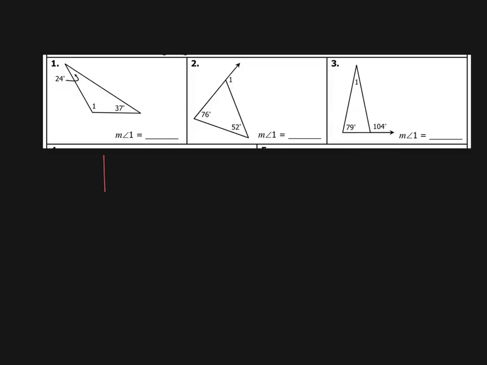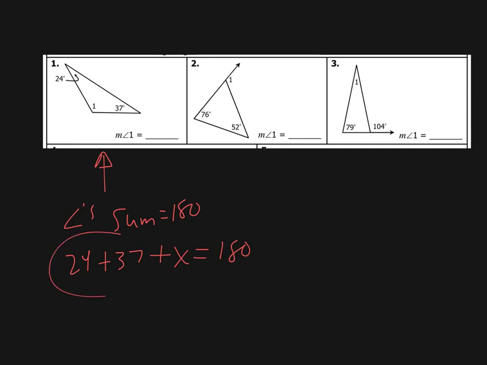Our first example looks like it's going to be the triangle sum theorem, that the sum of all the angles is equal to 180 degrees. So I know that I have 24 and 37, and an angle that I don't know, and they equal 180. Combine your like terms, subtract from 180, and get your value for x. You should arrive that the measure of angle 1 is 119 degrees.